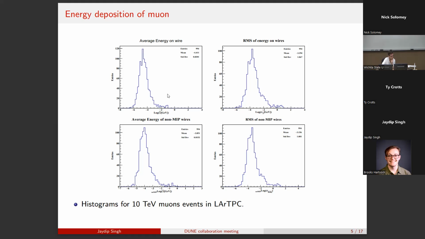And for our work, we generated from 100 GeV to 50 TeV. And these histograms are particularly for the 10 TeV events.